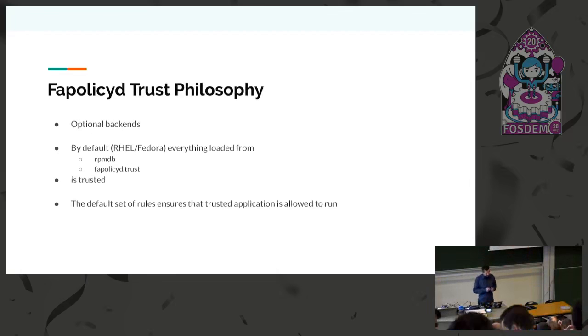So, as I said before, there are multiple optional backends. Right now, there are two possibilities implemented. The first one is RPMDB, which is the backend that loads all data from the RPM database. And the second one is the Fapolicyd trust file, which, as I said, contains the list of trusted applications. And when an application is trusted, with the default set of rules, it will be allowed.